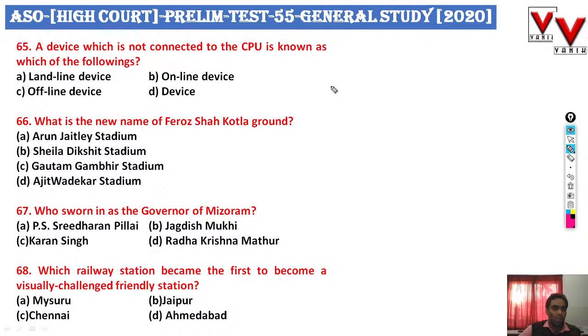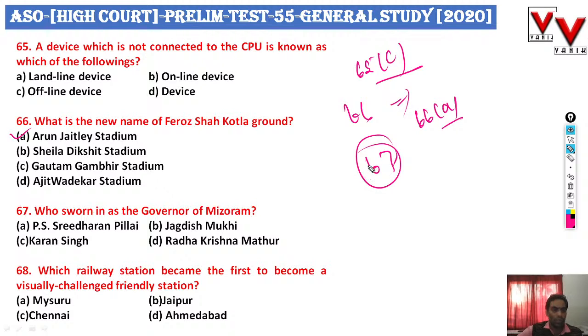65 is the computer question, to be discussed by your science teacher, but I am also going to discuss it: the device which is not connected to the CPU is known as which of the following? That is an offline device. So the right answer to 65 is C. 66: what is the new name of Firoz Shah Kotla? Delhi's cricket stadium, known as Firoz Shah Kotla ground, is renamed after the former finance minister of India, Arun Jaitley Stadium. So 66, right answer is A.